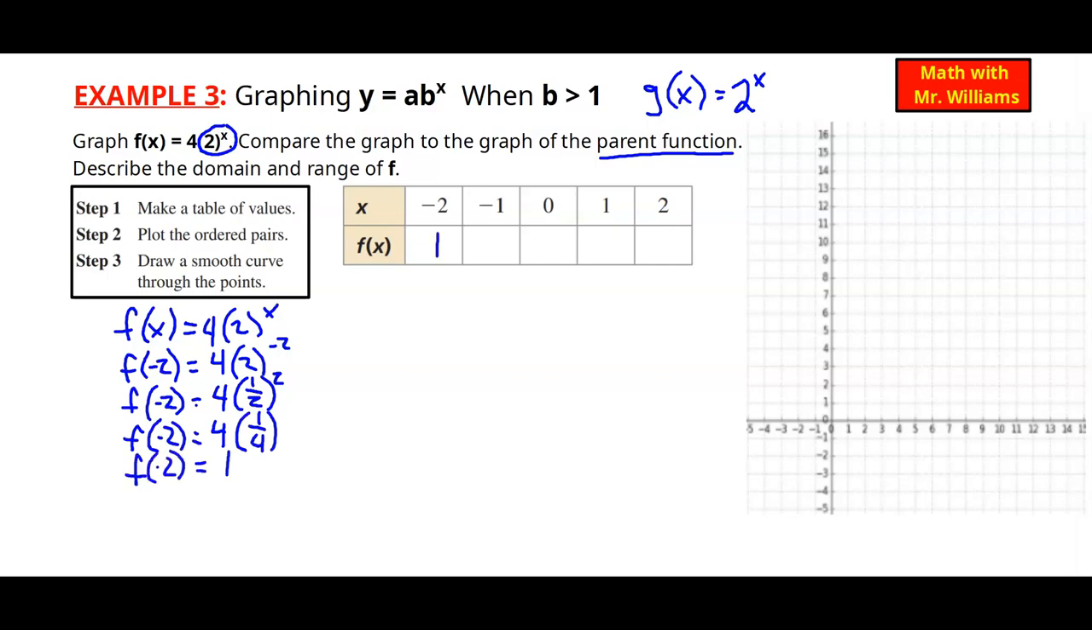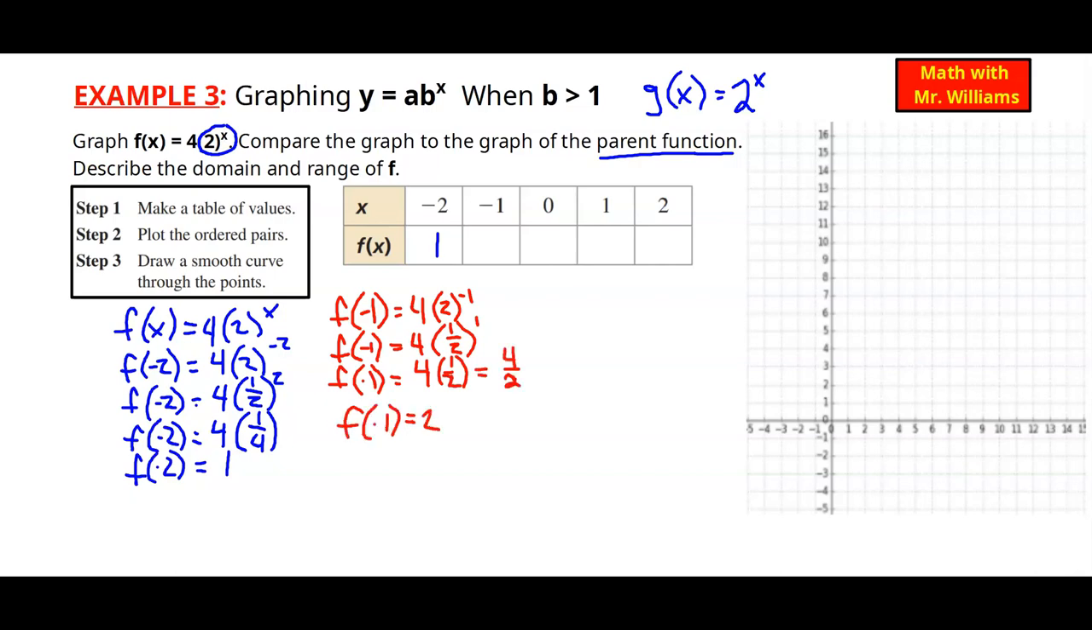All right, let's go on to where x is -1. We have a negative exponent again, so we just do the reciprocal of the number inside the parentheses. We're going to evaluate our exponent. Now we're going to multiply our whole number times our fraction. So the function of -1 is 2. All right, let's go on to 0. The function of 0 equals 4 times 2 to the 0 exponent. Let's evaluate that exponent. We know that any number to the 0 exponent is going to give us 1 as an answer. And 4 times 1 is 4. So the function of 0 is 4.